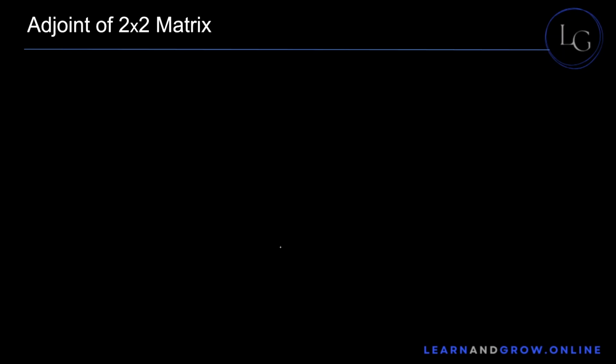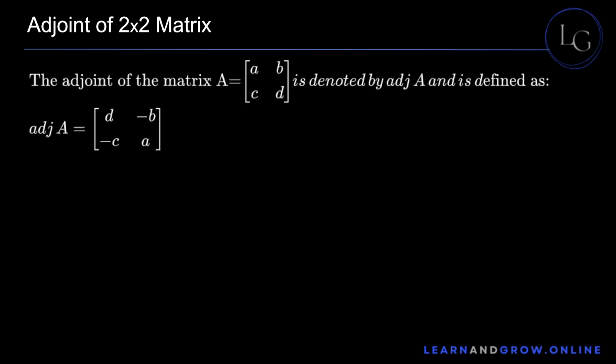What is the adjoint of a 2 by 2 matrix? Now, the adjoint of matrix A is denoted by adj A, and that means the adjoint of A, and it is defined like this. Adjoint of A is equal to, now you'll see that what we've done here is we've switched A and D, and we've changed the signs of B and C. So the diagonal entries, A and D, the first entry and the last entry, will be switched, and the remaining entries, B and C, their signs will be reversed. Like C here, D comes here, A comes here, minus B and minus C.